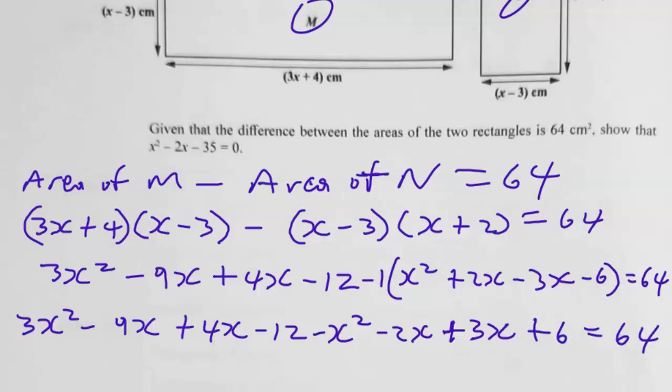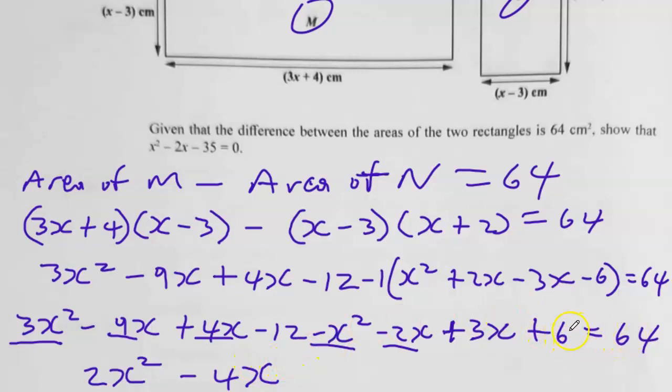Let's group all like terms now. In terms of x squared, we have 3x squared and minus x squared, so 3x squared minus x squared, that's 2x squared. Let's group the x terms now. We have minus 9 plus 4, that's minus 5. Minus 2, that's minus 7. And plus 3, that's minus 4x. The constants now, we have positive 6.